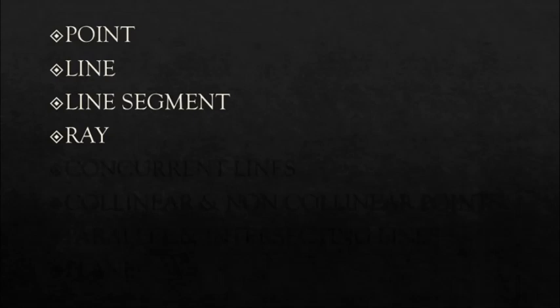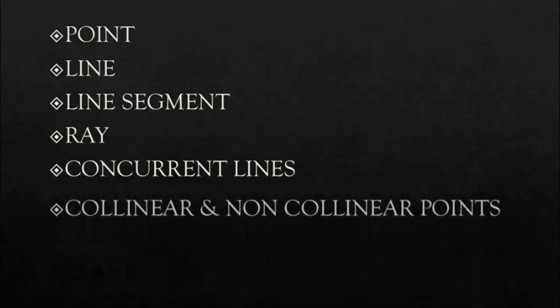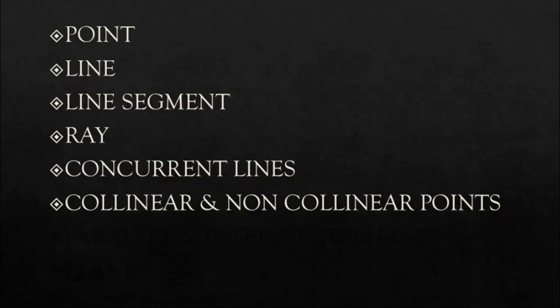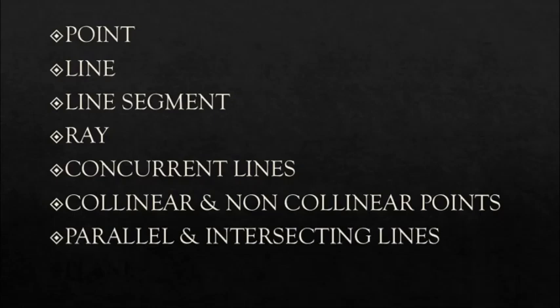Next we have concurrent lines, that is many lines, three or four lines passing through a single point. Then we had collinear and non-collinear points which lie on the same line and which do not lie on the same line. We also studied parallel and intersecting lines and we also studied plane. So children, these were the few basic concepts in geometry. I hope you all understood, children.